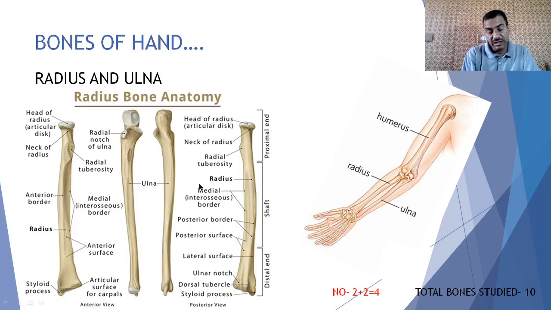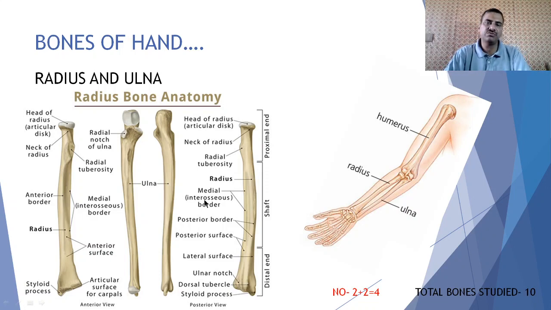When we discuss the type of the bone, as it is seen, they are long bones. Both are long bones. The number is two left and two right, meaning one radius and one ulna in the left hand, and one radius and one ulna in the right hand. So a total of 4 bones are there, and the grand total up to this level is 10 bones we have studied.